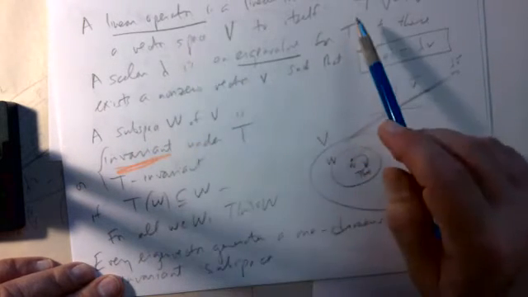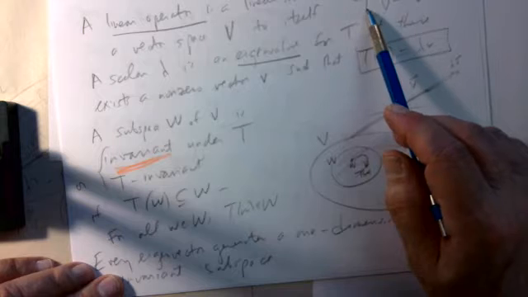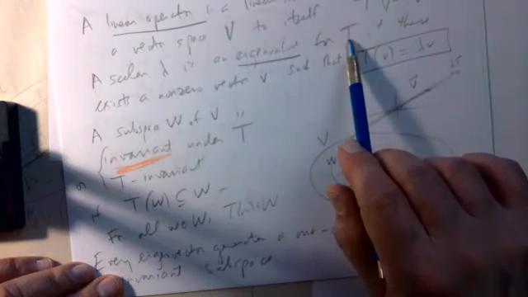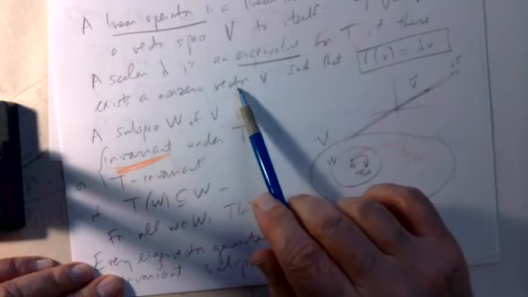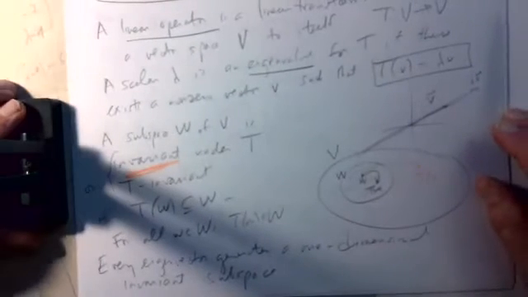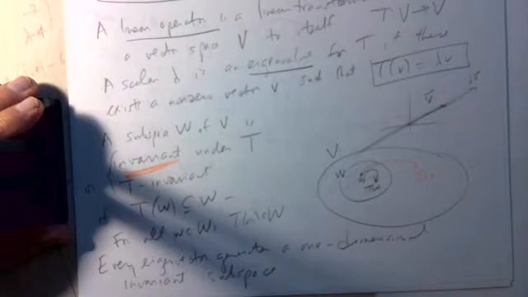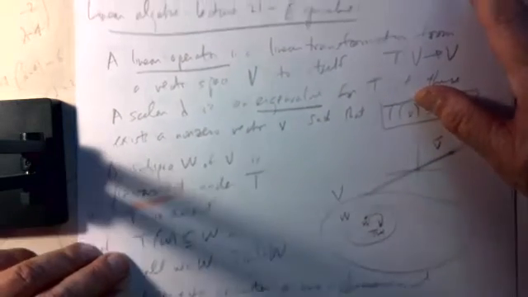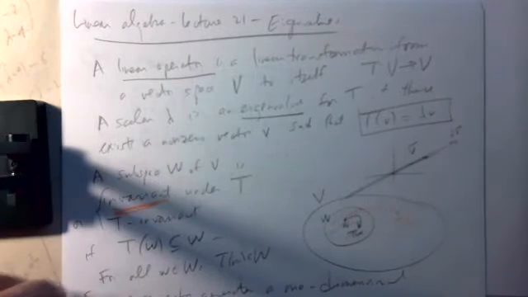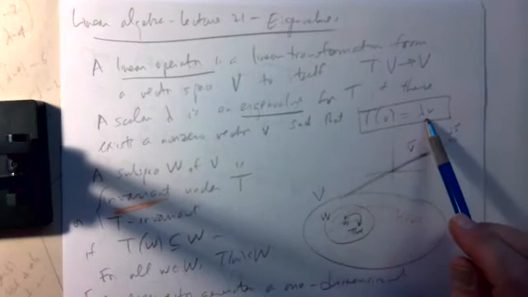So we're continuing the discussion of eigenvalues and eigenvectors. We have a linear operator, that means a linear transformation from a vector space V to itself. We say that lambda is an eigenvalue for this operator T if there's a non-zero vector V such that T of V is lambda V.